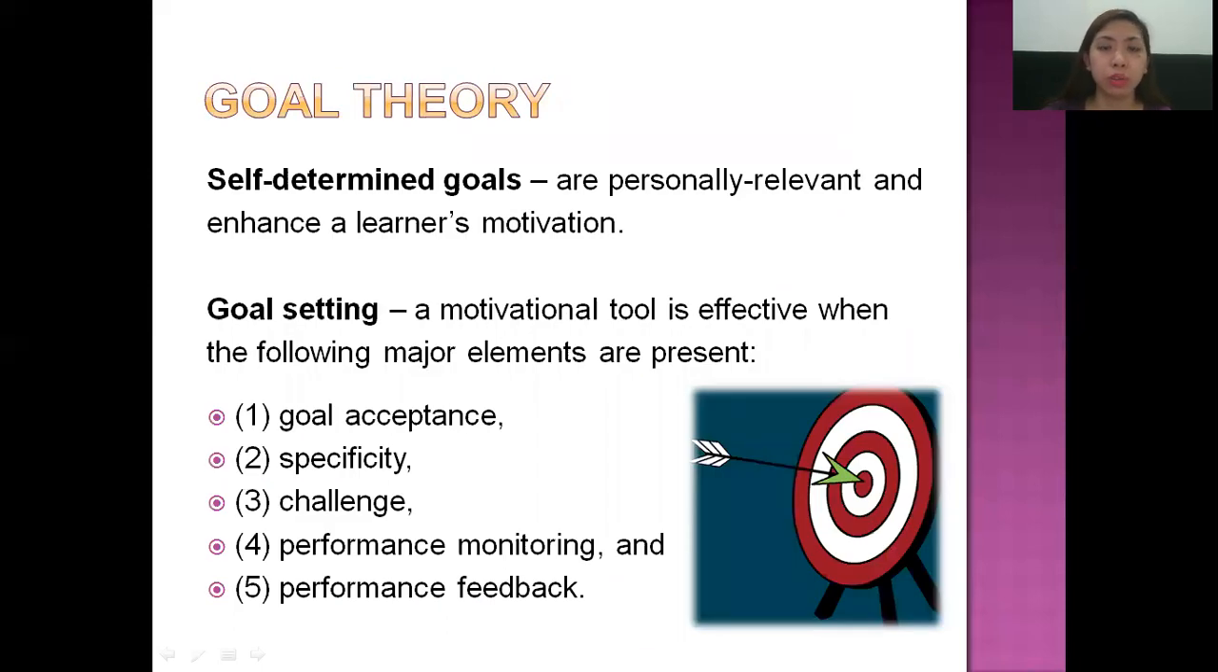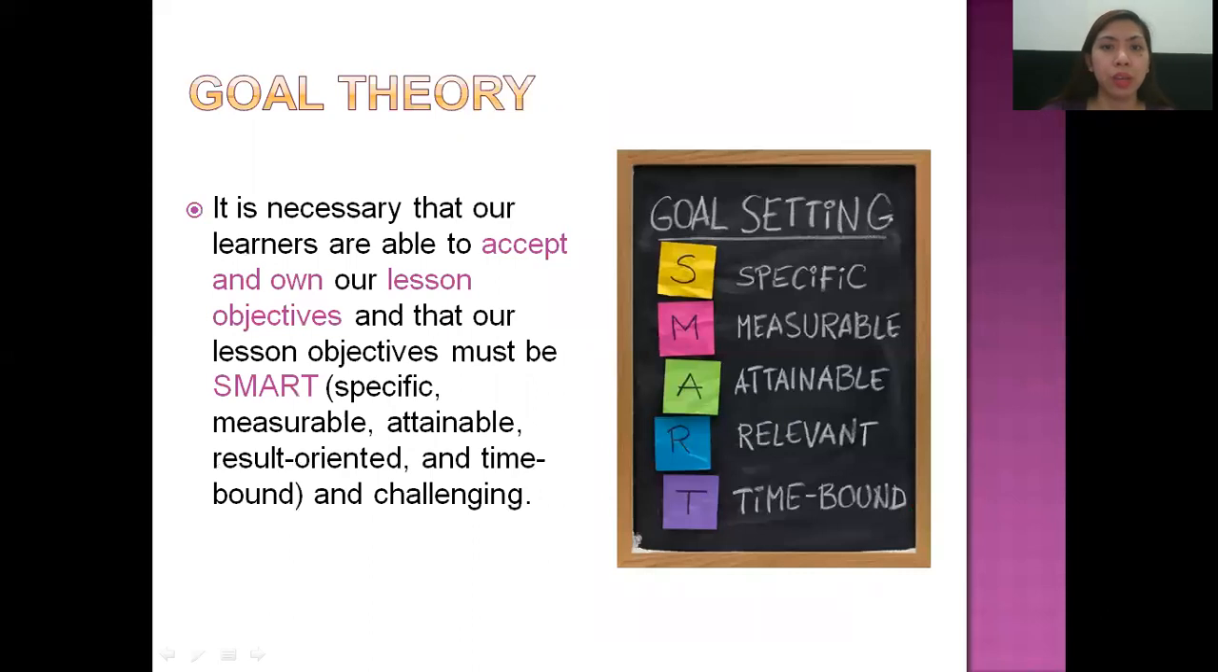Now, self-determined goals are personally relevant and enhance a learner's motivation. Goal setting is a motivational tool which is effective when the following major elements are present: goal acceptance, specificity, challenge, performance monitoring, and performance feedback. Now, there is what we call the SMART goals. It is necessary that our learners are able to accept and own our lesson objectives, and that our lesson objectives must be SMART. It should be specific, measurable, attainable, result-oriented, and time-bound and challenging.